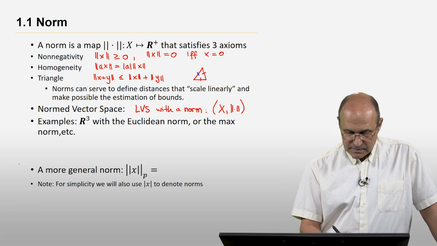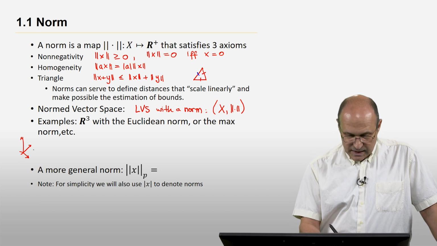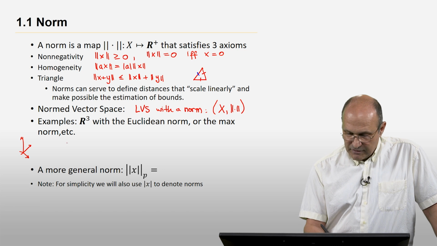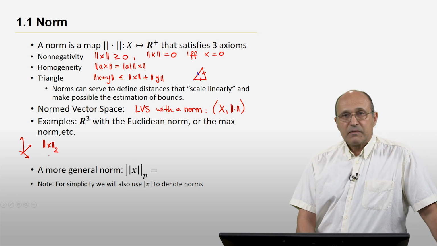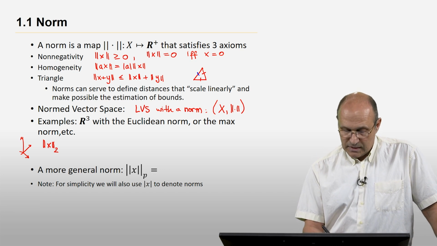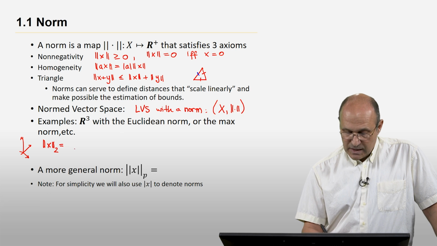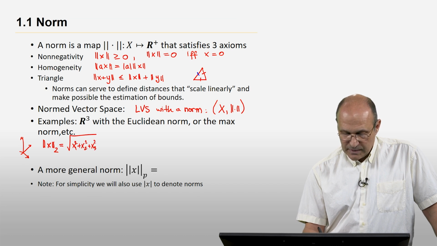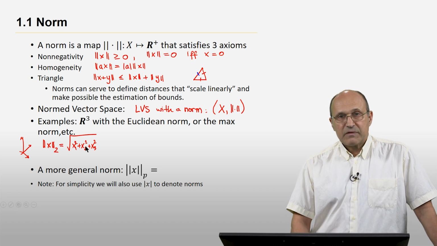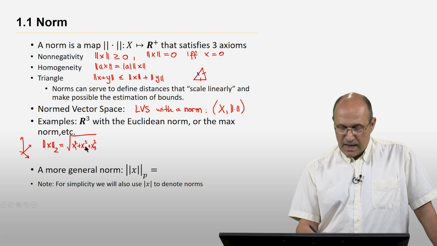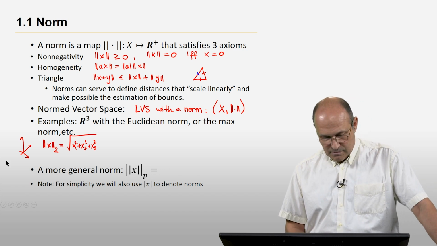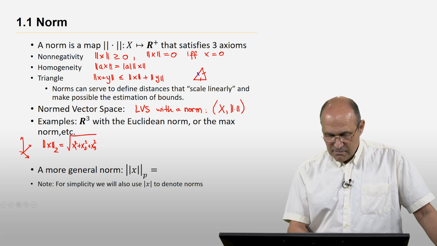Let's take an example, R3 in this case. We need the three coordinates. And we can have R3 with the Euclidean norm. Let me give it a subscript 2; the reason why will appear in a minute. So the Euclidean norm in R3 is the square root of x1 squared plus x2 squared plus x3 squared. The three components of the element in R3, the three coefficients in terms of the coordinate vectors, take the squares, add them up, and take the square root.